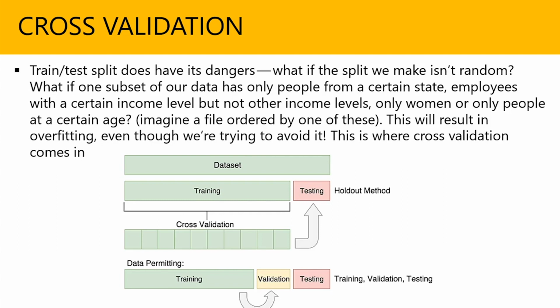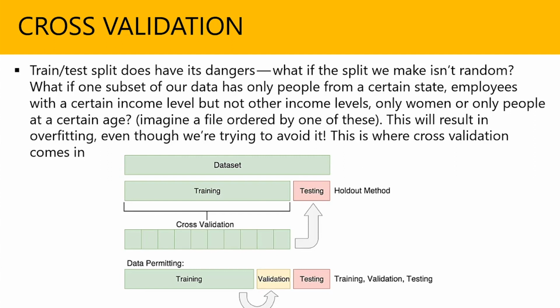Or the other question could be, what if one subset of our data has only people from a certain state, employees with a certain income level but not other income levels, only women, or only people of a certain age, right? If you're only taking one part, it's not going to classify later on. It's not going to have that flag of 0 and 1, true and false, right? So it needs both the good data as well as the other data. That's how machine learning is going to make that comparison, especially if you're using a classifier.